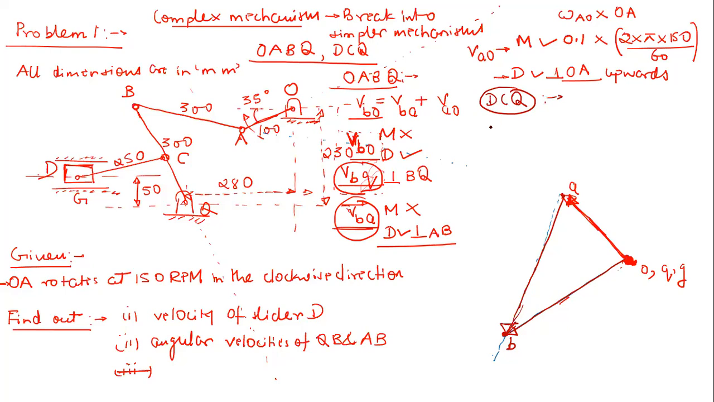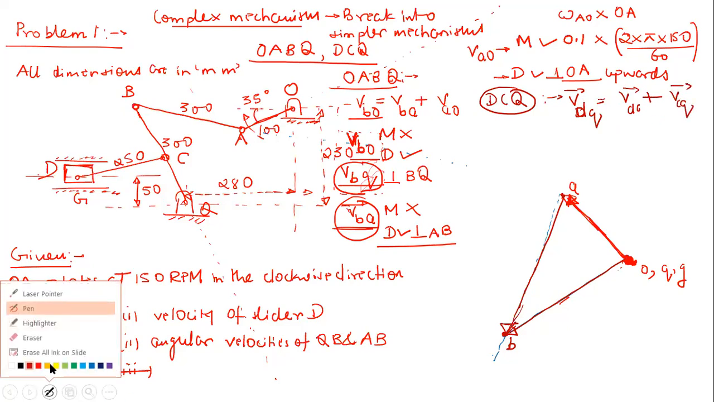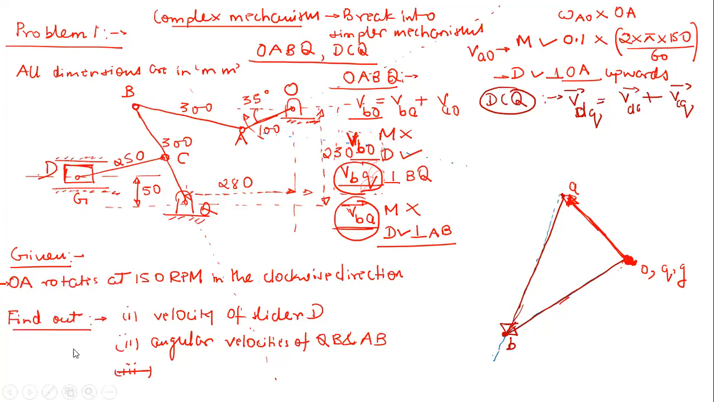So first of all, again, let us write down the vector equation for this. So now we are interested to find out the velocity of slider D. So we will write down the vector equation such that velocity of D with respect to Q should be equal to velocity of D with respect to C plus velocity of C with respect to Q. Right. So again, we are going to form our vector equation. Now let us check into this vector equation, which quantities are known to us and which are not, right?